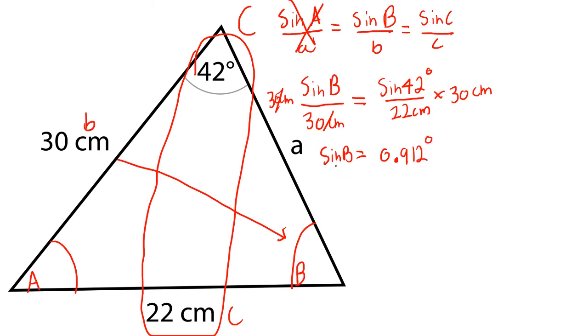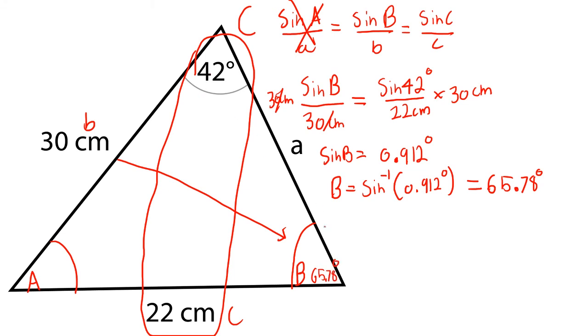This is not our answer. We need to get straight B over here, and then we need to inverse sine this side so we can get rid of the sine here. So this cancels, and we get B equals sine inverse of 0.912. And then finally that comes out to a not so friendly 65.78 degrees. So now we know big B down here is 65.78.